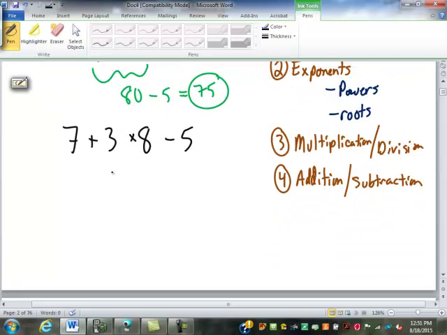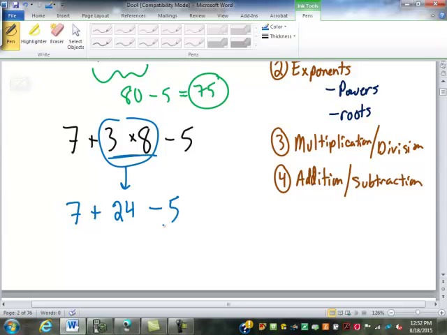So here, what would happen first? Do we have any enclosing symbols? No, we do not. Do we have any exponents? No. Multiplication and division? Yes, we do, right here. So we're going to take those two numbers that are involved in that multiplication and combine them. 3 times 8 is 24. Now we're going to replace the 3 times 8 with just the single number 24. We still have the 7 and the plus up front and the minus and the 5 in back.